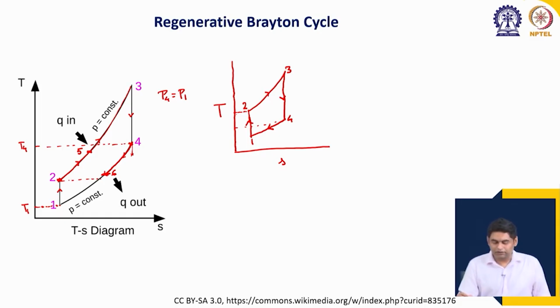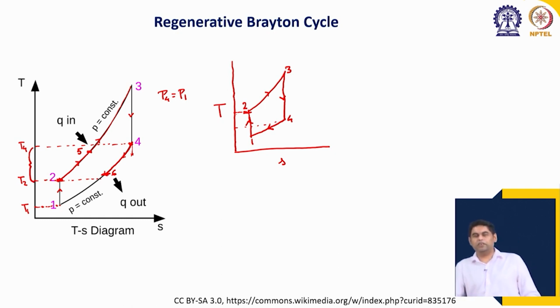So, regeneration, as you can see, is only possible if the temperature T2 is lower than the temperature T4. So, T2 has to be lower than T4, and the larger the difference between T2 and T4, the more is the scope of regeneration, more regeneration can be done and you can get higher efficiency. Okay.